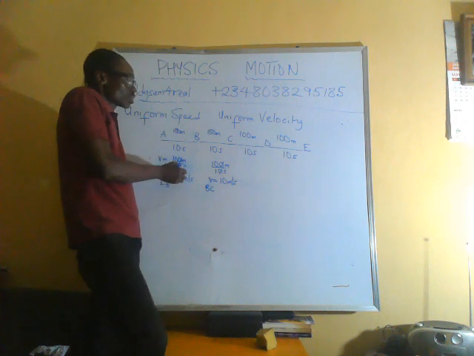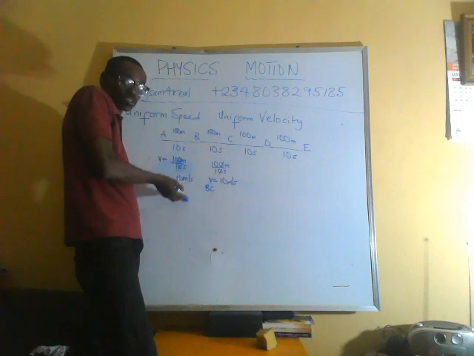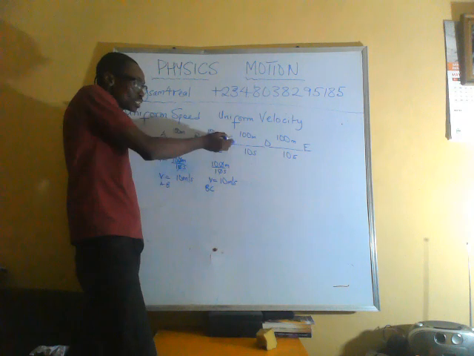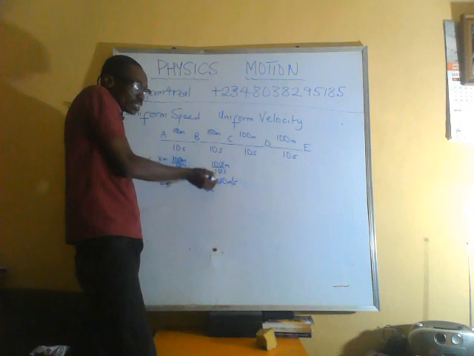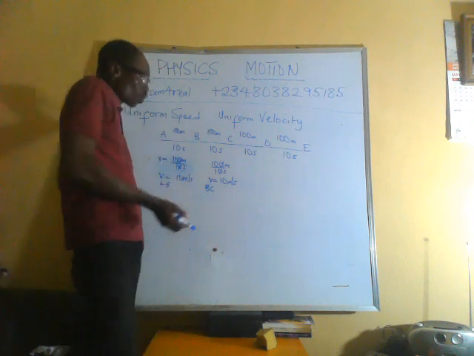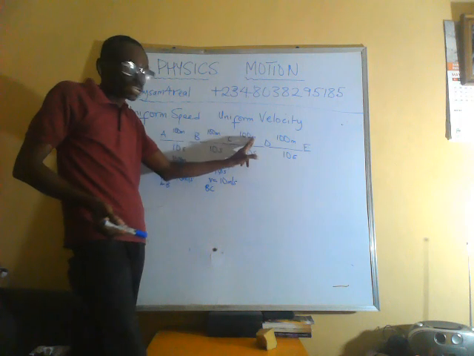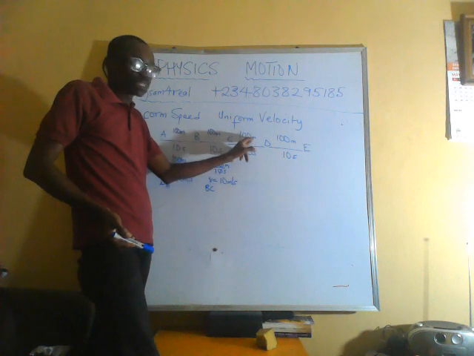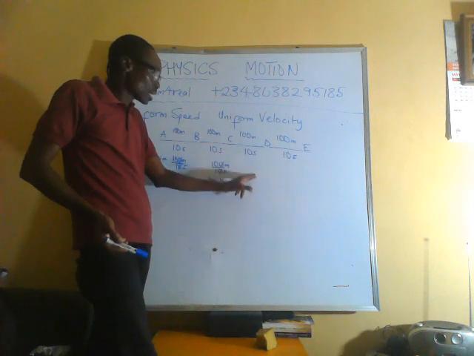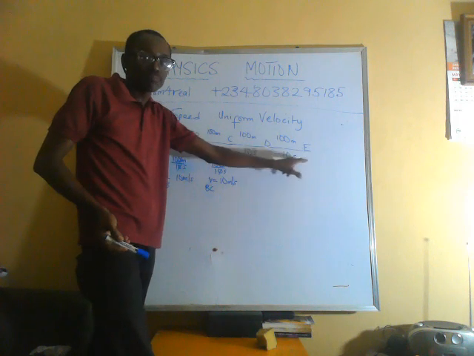Although we are not stating the direction, if we were to state the direction, the velocity also will be 10 meters per second. So from B to C, the distance is 100, time taken as well is 10. 100 divided by 10, 10 meters per second. Also, from C to D, since the distance is 100 and the time taken is 10 seconds, when we divide the distance by the time taken, it's going to give us 10 meters per second as well. The same thing from D to E, we obtain 10 meters per second.